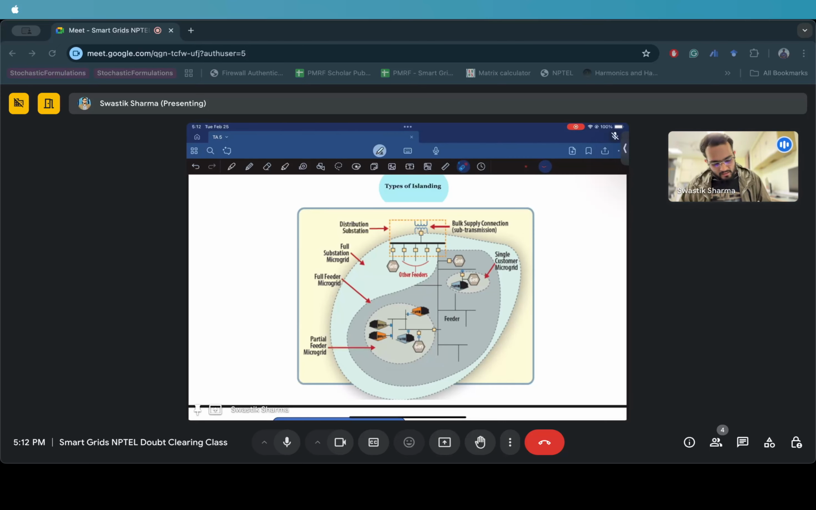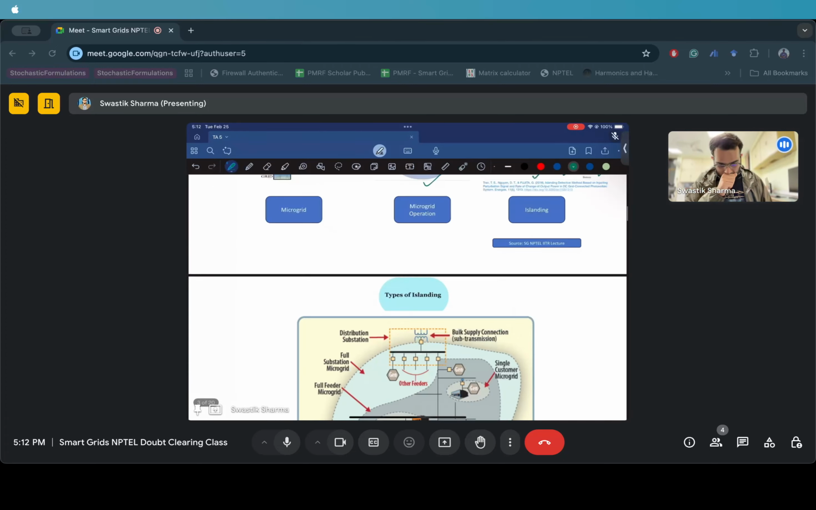And there can be a full feeder microgrid where there is a bigger generation connected directly to a feeder, which can empower the whole feeder microgrid. And we can have a substation. Let's say, for example, the main grid is no longer in the picture. We have other generation available to sustain the loads, right? So these are different kinds of islanding available at the distribution side, right?